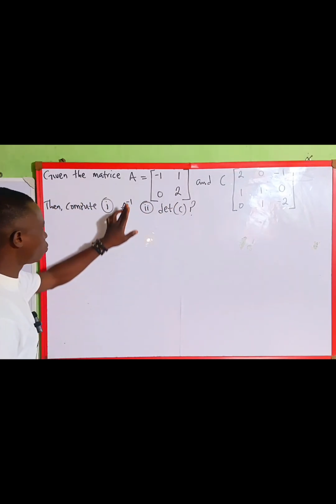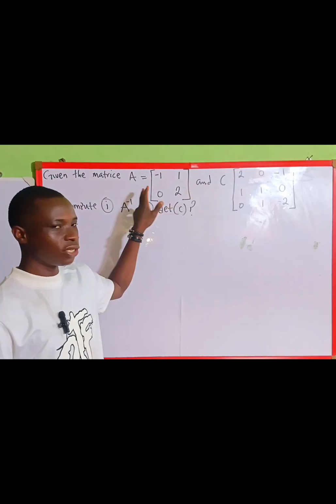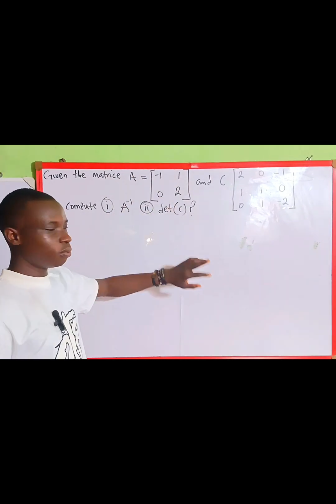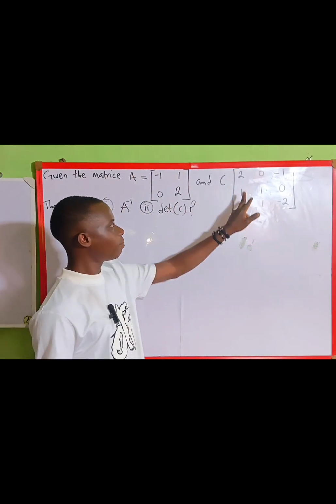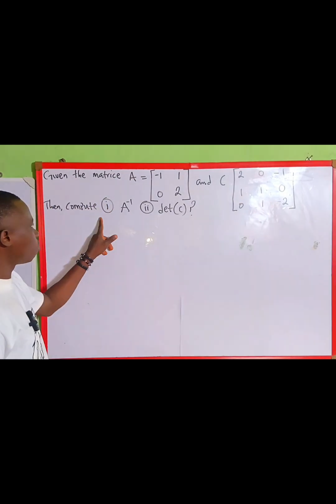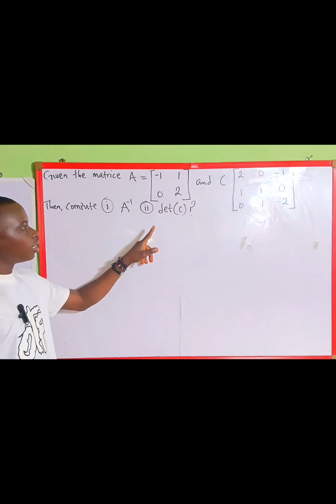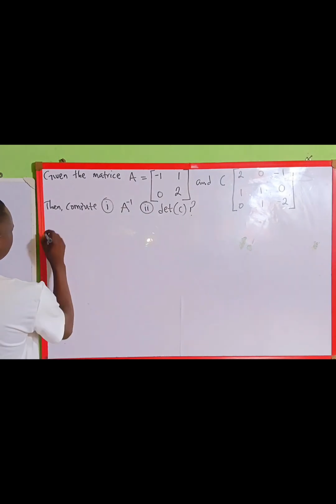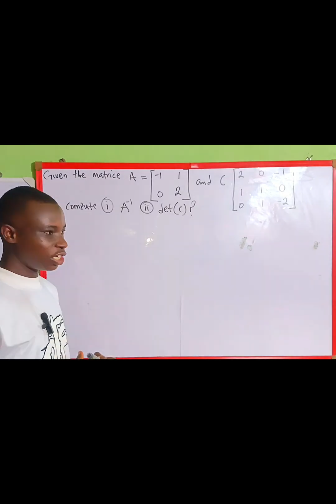We are given this matrix A and matrix C. Matrix A is a 2 by 2 matrix, it has 2 rows and 2 columns, while matrix C is a 3 by 3 matrix, 3 columns, 3 rows. Then we are asked to compute number 1, the inverse of A, and number 2, the determinant of C. Now let's get started. This is very easy, but you need to pay attention.